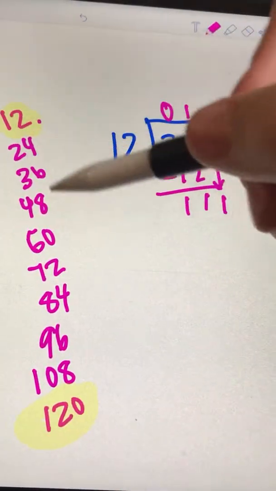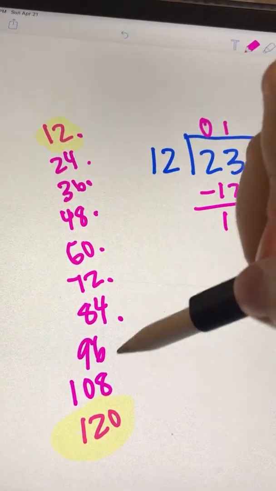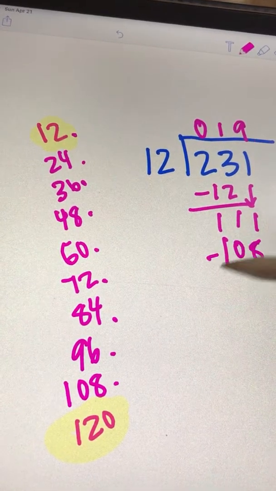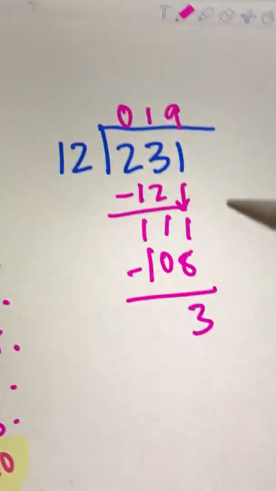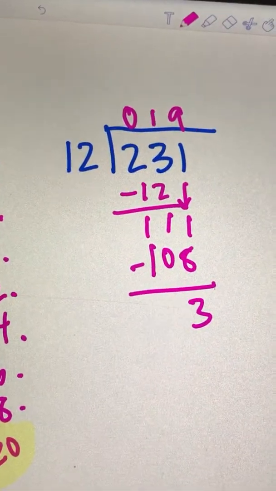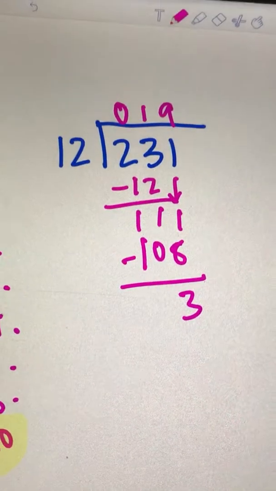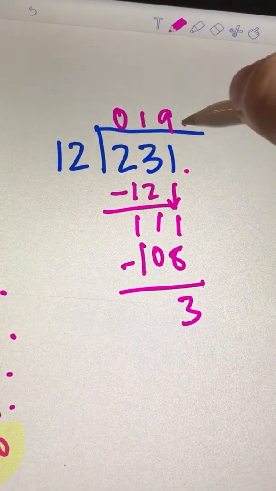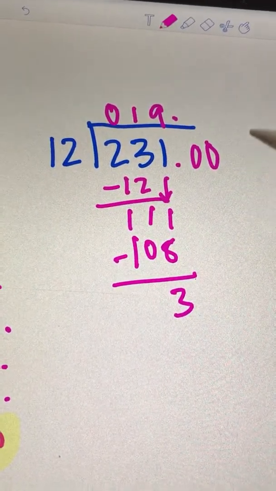Okay, now I can look over here and I go 1, 2, 3, 4, 5, 6, 7, 8, 9. 9 times 12 is 108. Subtract is 3. And then depending on my problem and what it's asking me, I am going to make a decision about my remainder. I'm going to write remainder 3. I might write 3 over 12. I might have to annex some zeros, and then round to the 10th place.